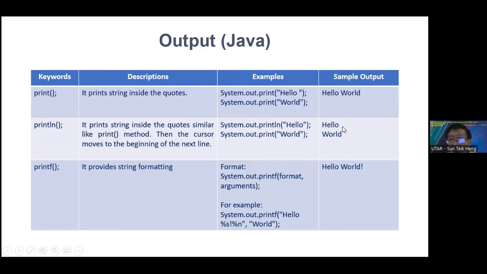That is the new line character, the invisible new line character. So that in the next line, when you do a print world, you see the word world in the next line.